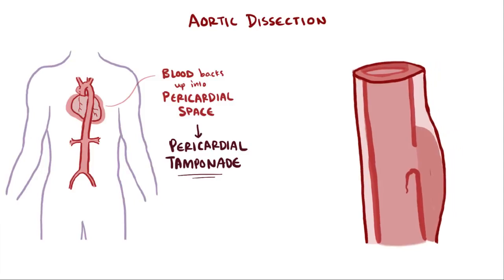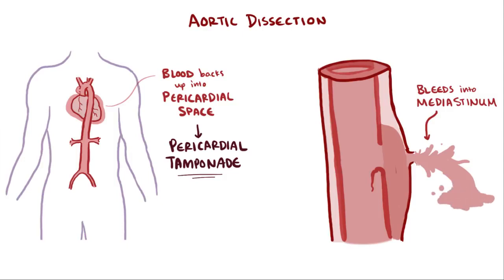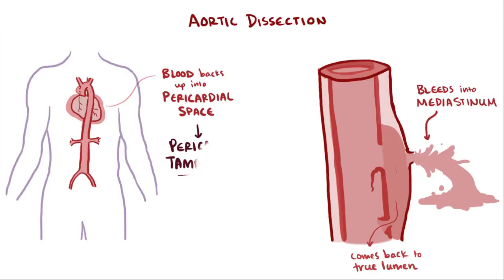The blood flowing through the false lumen could also puncture a hole through the tunica media and tunica externa and bleed into the mediastinum, which would kill you really fast because that's a lot of blood leaving the vascular system quickly. The tunneling blood could also puncture a hole into the tunica intima and return into the true lumen, which isn't great, but hey, all things considered, it could be worse.